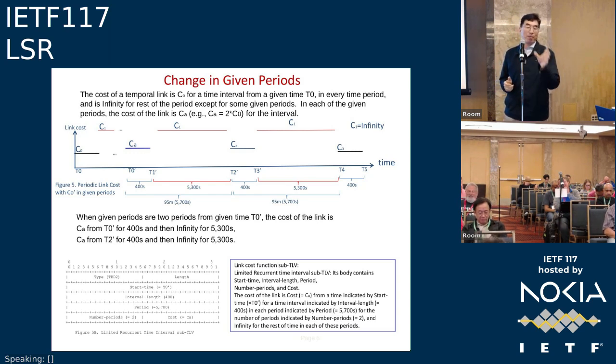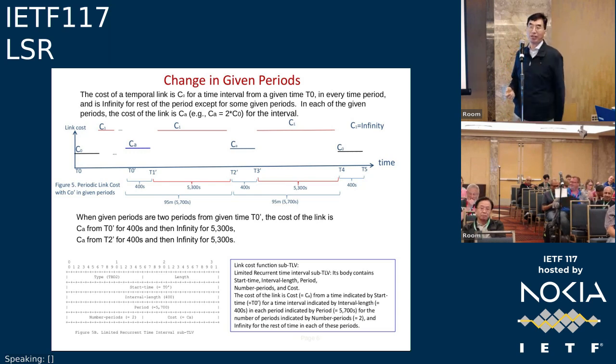So here we give an example. For 2 periods, from time t0 prime, from this start time, the link cost will be bigger. For example, CA is 2 times the general cost C0, and we can represent or encode this kind of function component by a TLV called the limited recurrent time interval TLV. This TLV includes the start time, the interval length, the period, the number of periods, and the cost. Using this TLV, we can represent or encode this component of the function.